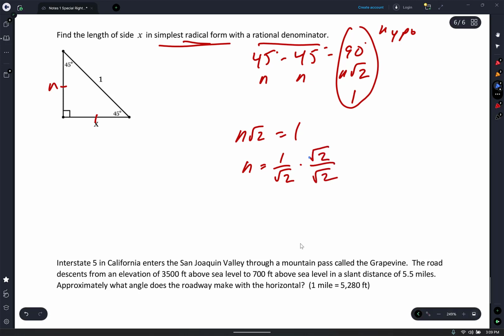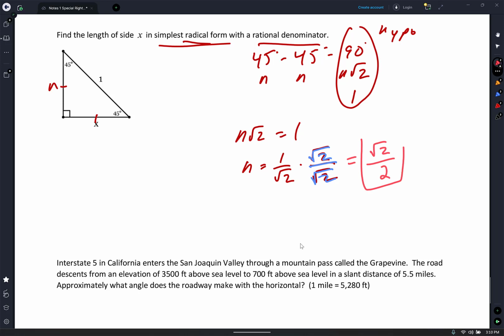And I should actually change the color for that. That's just a 1, so don't be a robot. Anything times itself is just itself. 1 times square root of 2 is square root of 2. And then square root of 2 times square root of 2 is just 2. So x equals square root of 2 over 2. How do we feel, guys?